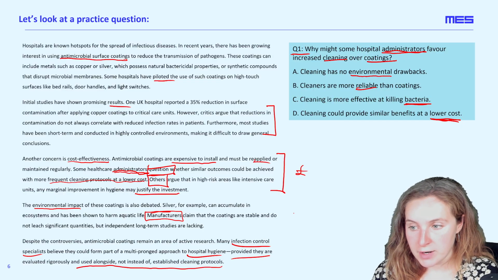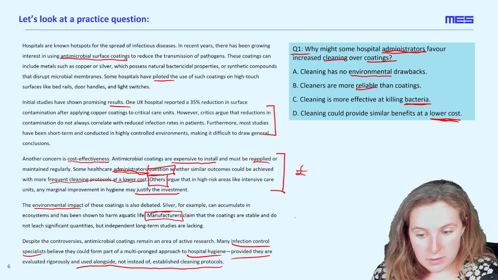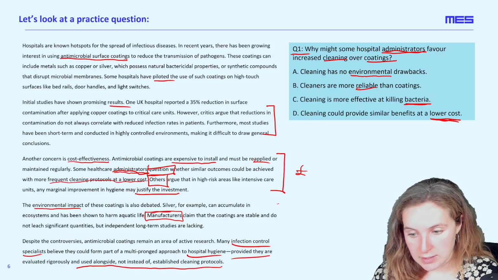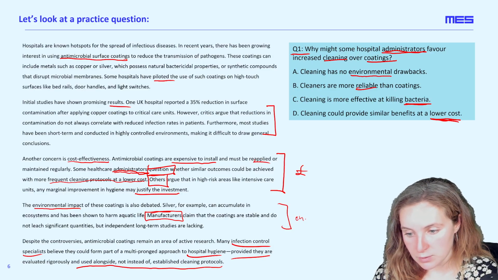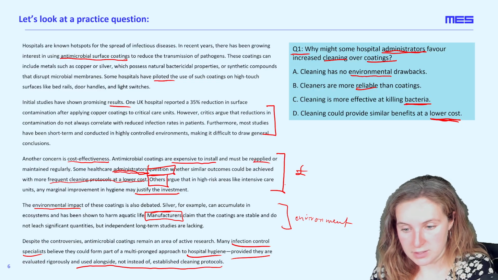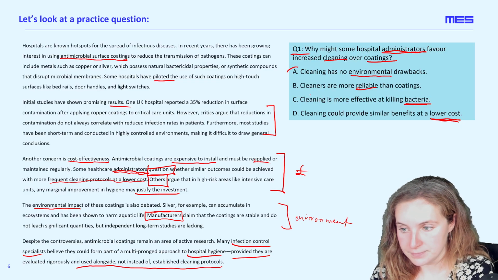A, cleaning has no environmental drawbacks. Well, that's not true, because we can see here that there are environmental drawbacks, but also that this is not the opinion of the administrators. So let's cross that one out.